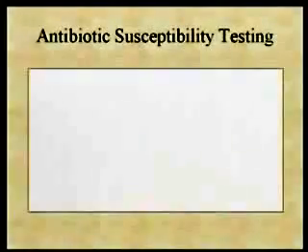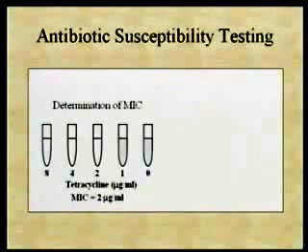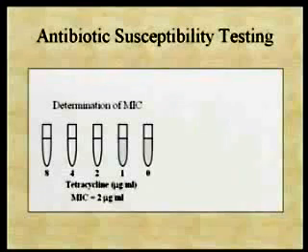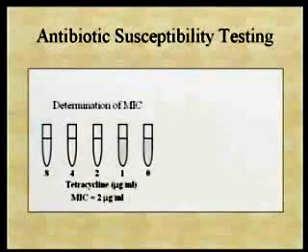And of course, the way you determine that MIC is to make a series of dilutions of the antibiotic, inoculate with bacteria, and then look at which ones have turbidity. I should have made this a little bit darker, but these still have some turbidity. This doesn't. So this is the minimal concentration that has no visible growth. So the MIC would be 2 micrograms per mL.